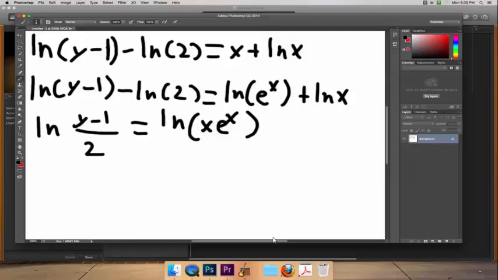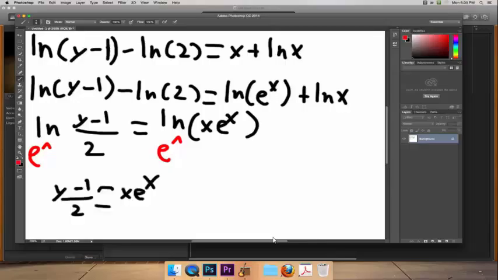Now, these logarithms are going to be a bit pesky, so in order to eliminate them, we need to exponentiate the entire problem to e. What I put here is e caret, and what I mean by that is that e is going to be to the power of this entire equation. So it will be e to the power of natural log of (y minus 1) divided by 2, the same as e to the power of natural log of x times e to the x. And so what this does is it eliminates the natural log. And the resulting value will be (y minus 1) over 2 equals x times e to the x power.